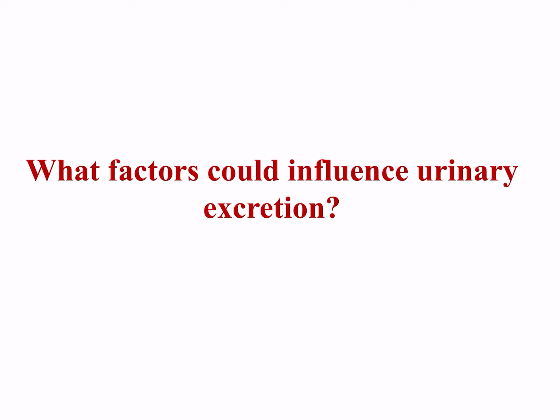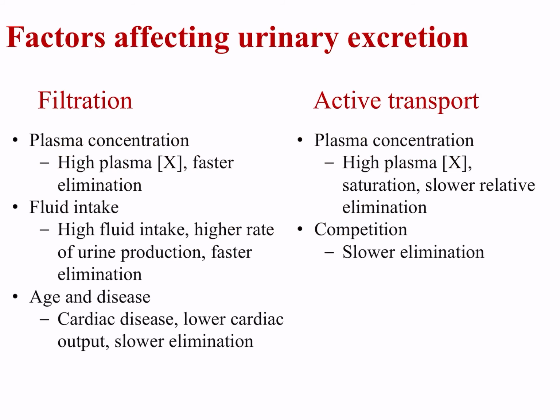The next step for us to consider is what factors could influence urinary secretion or excretion. We can look at each of the different transport mechanisms separately. Firstly, filtration is influenced by things like the plasma concentration. So high plasma concentration can mean faster elimination. High fluid intake can lead to a higher rate of urine production and therefore faster elimination also. Age and disease are important factors because with the increased incidence of cardiac disease and especially lower cardiac output, it can lead to slower elimination, meaning that the compound is hanging around the body for a longer period of time.